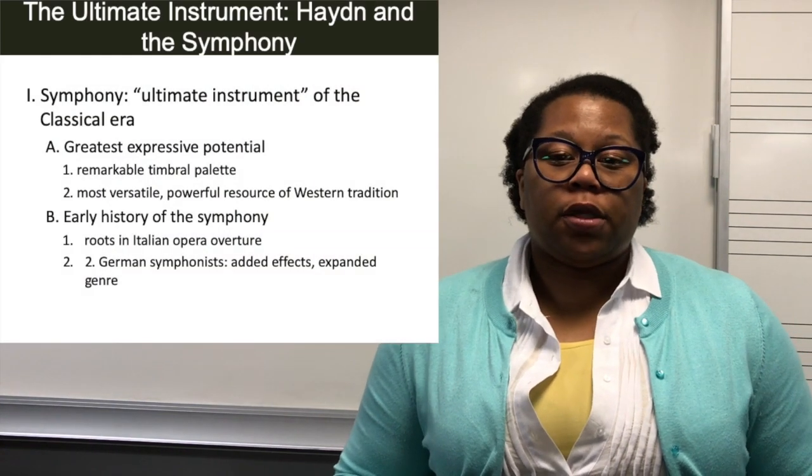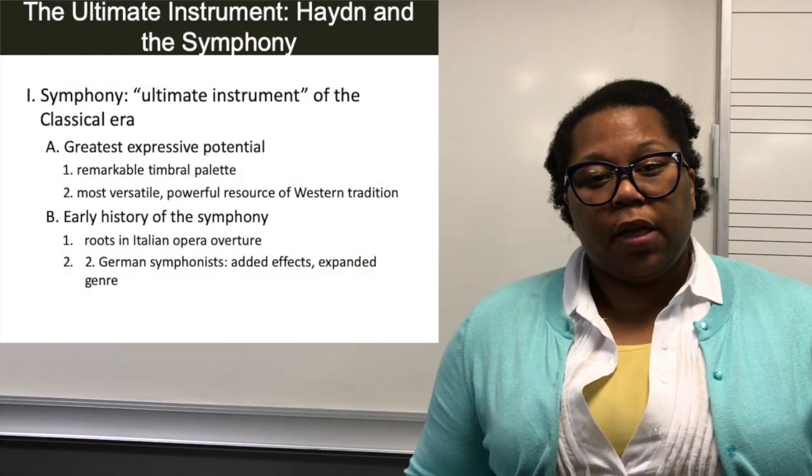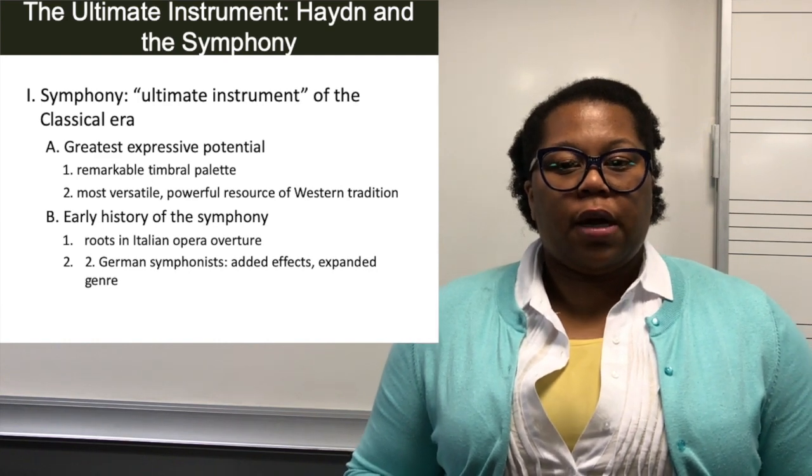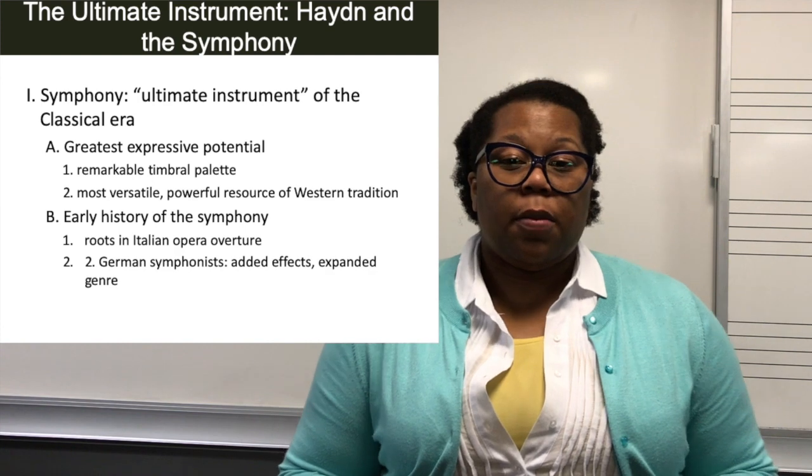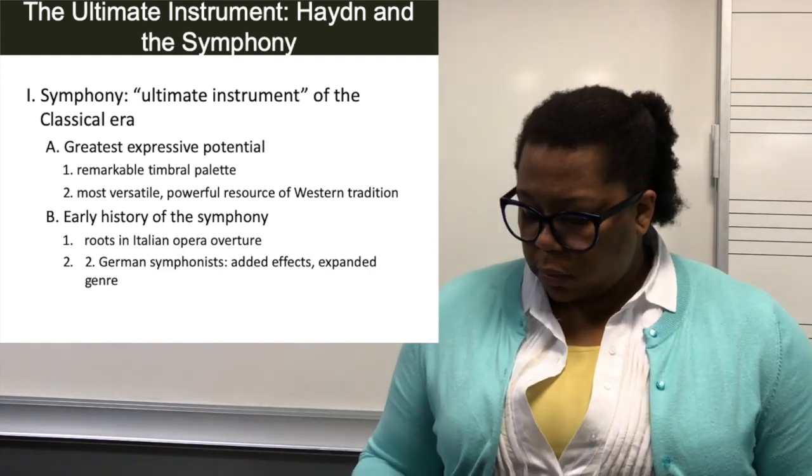Hello class, today we're going to talk about chapter 30, the ultimate instrument, Haydn and the symphony. Last chapter, in chapter 29, we talked about chamber music in the classical era, especially with Haydn's string quartet.